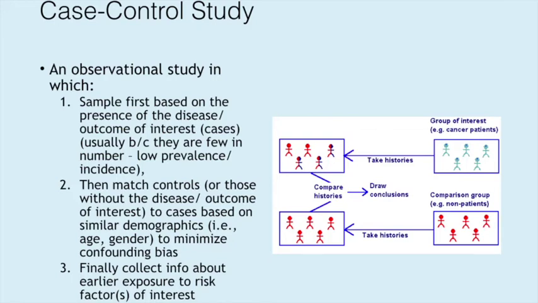The strengths of this are it's good for rare diseases, can study multiple exposures for a single disease, and it's very inexpensive and not as time consuming as some others may be. Some weaknesses: it's inefficient for studying diseases with rare exposures. Assessment of prior exposures may be difficult. People might not remember. And you can't compute incidence rate, but you can do an odds ratio as its measure of association.